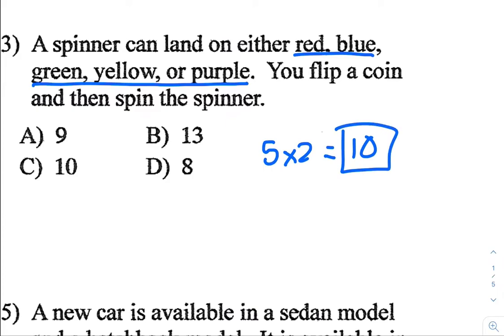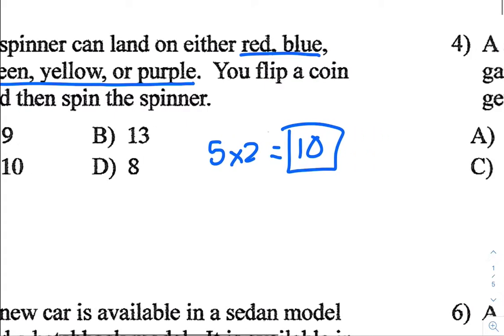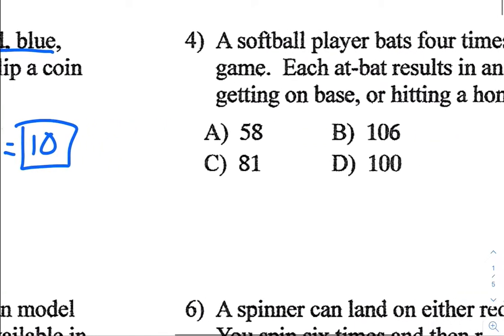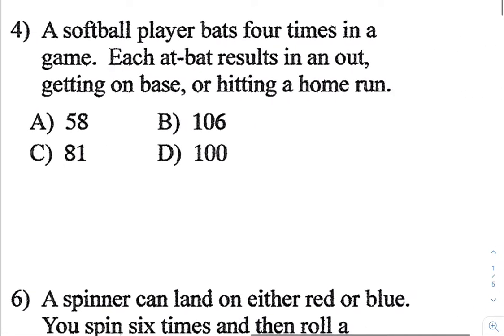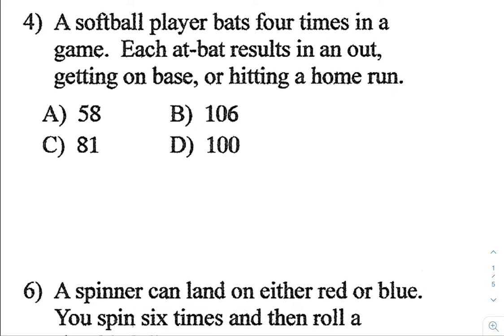Okay. Moving on. Okay, so we have 4. So for number 4, you guys, it says a softball player bats 4 times in a game. Each at bat results in an out, getting on base, or hitting a home run.